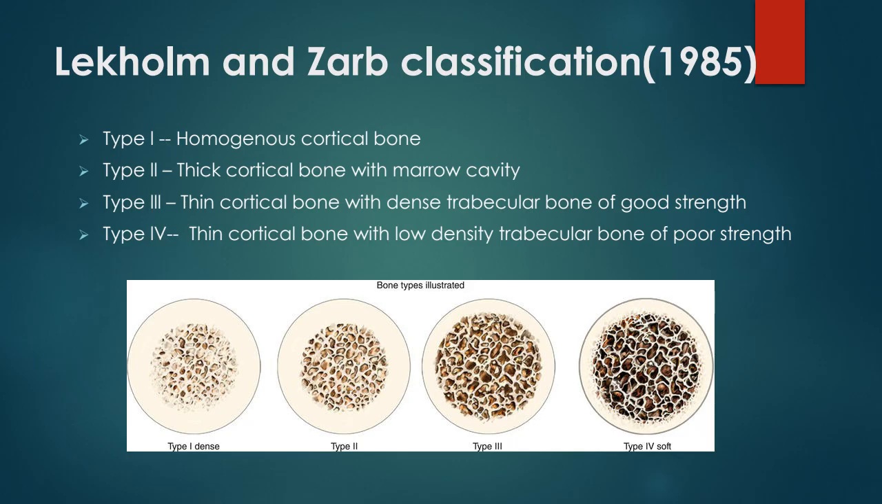Okay, we have type 2: thick cortical bone with a bone marrow cavity. Type 3: the cortical bone is slightly less, it's thin, and we have a denser trabecular bone of good strength. Type 4 is extremely soft. Okay, it's very difficult to place implants. And type 4 is very thin, you have low density trabecular bone.